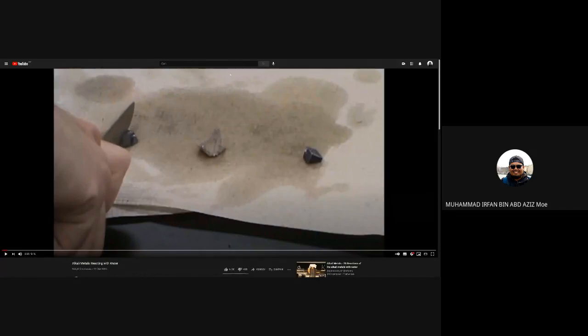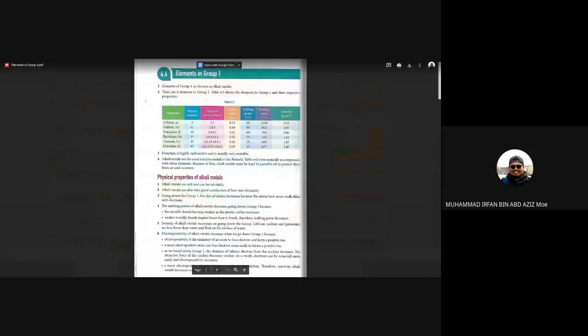Therefore, the physical properties for group 1, if we look back here, Alright, the physical properties for group 1, we see they are soft, the softest, and can be cut easily. We can cut using a vegetable-cutting knife.